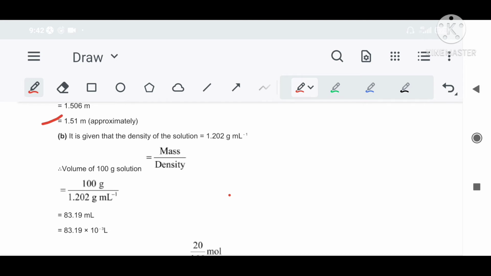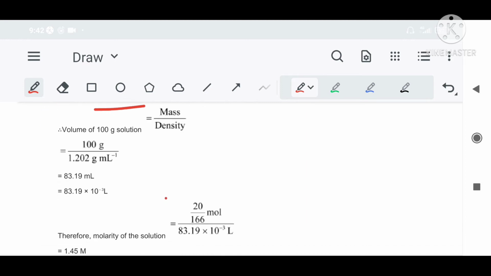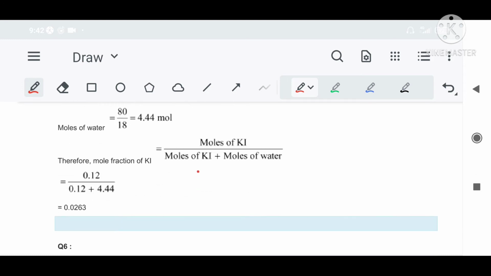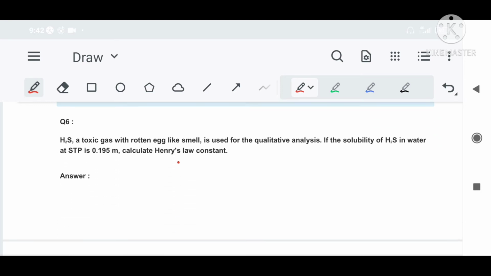Then what is the density? Density is mass upon volume. So volume will be mass upon density. We find out this volume here. Then we can find out the molarity. And after that the mole fraction, which is moles of KI upon total moles. So in this way we can find out all three quantities.